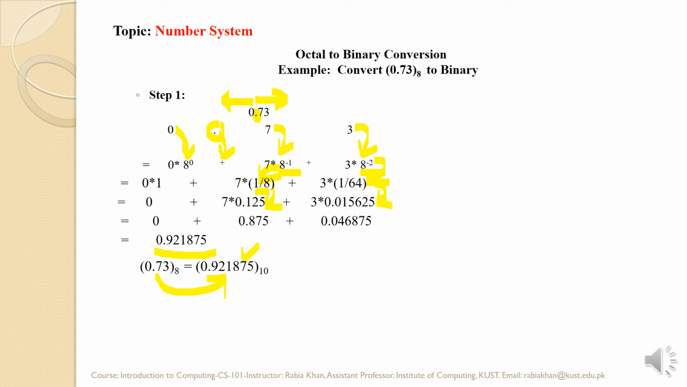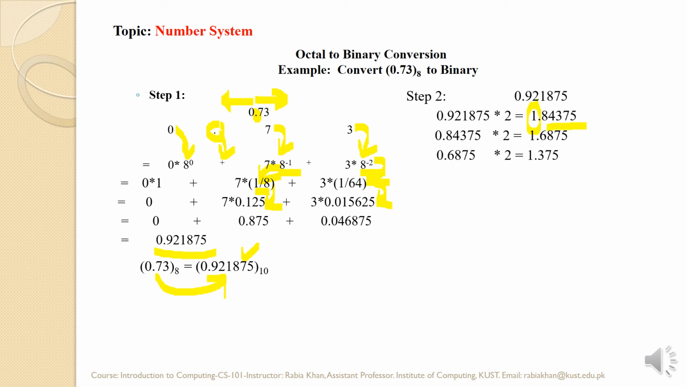And what is the method to convert a decimal number to a binary number? We need to multiply the decimal fraction with 2 repeatedly until we get zeros at the end. So let's start step 2. This is the decimal number. We multiplied the given decimal number with 2, and the result is 1.84375. You need to store the integer part and multiply the fractional part again.